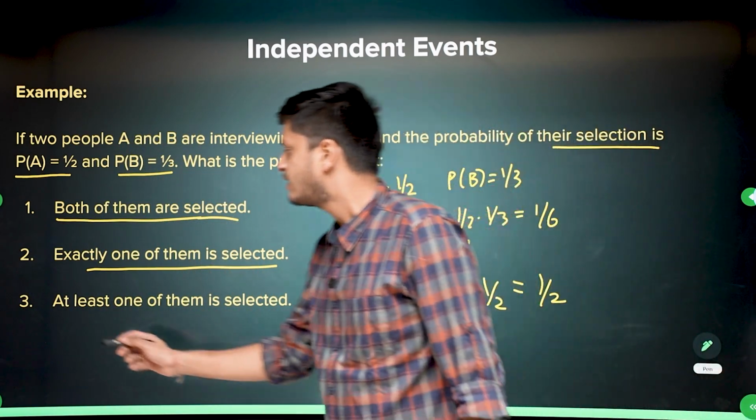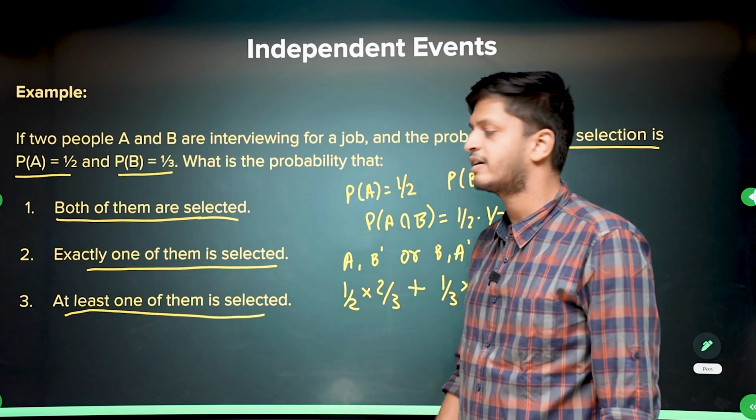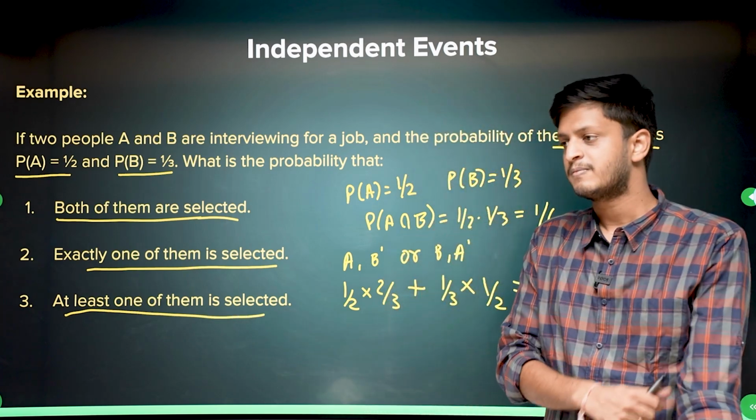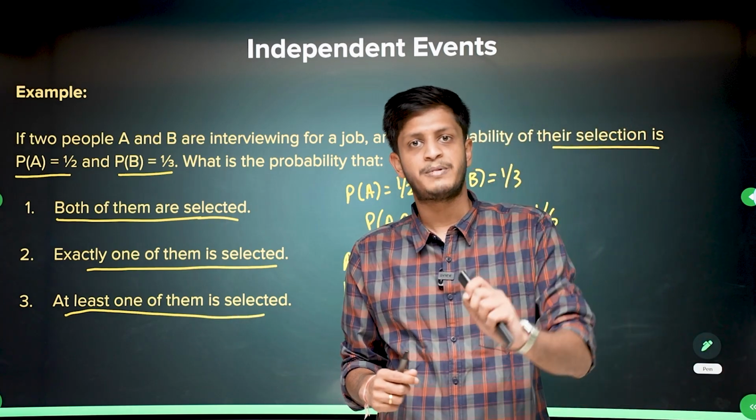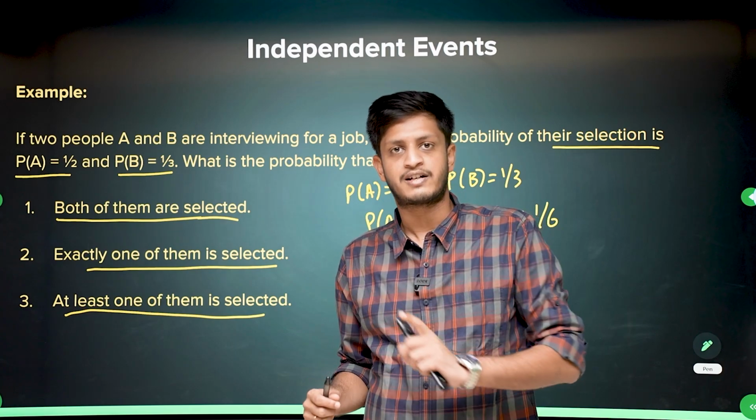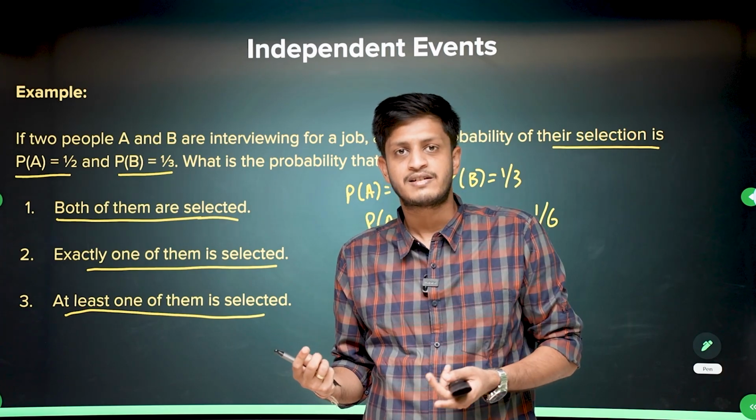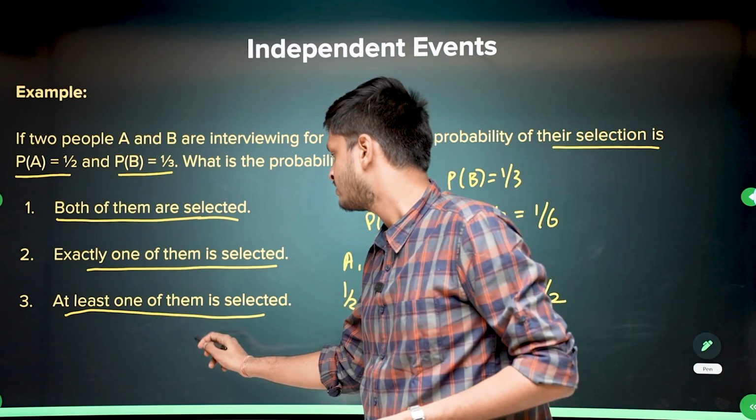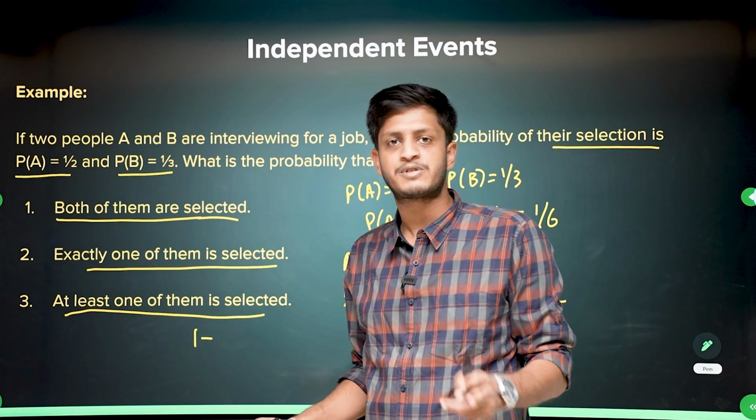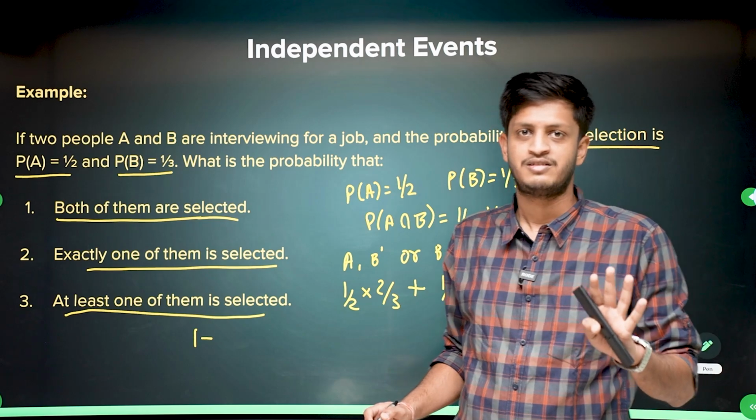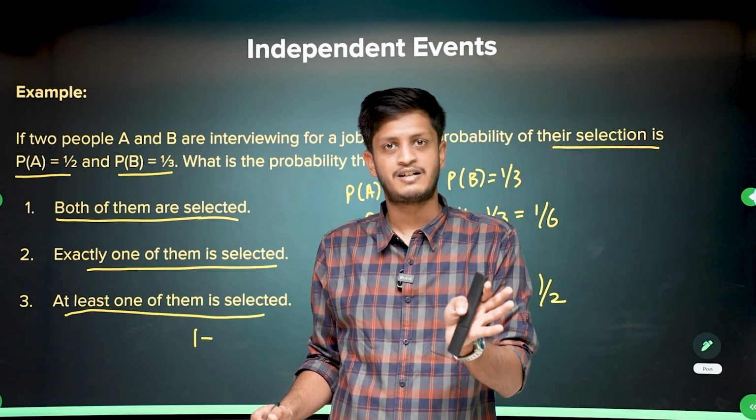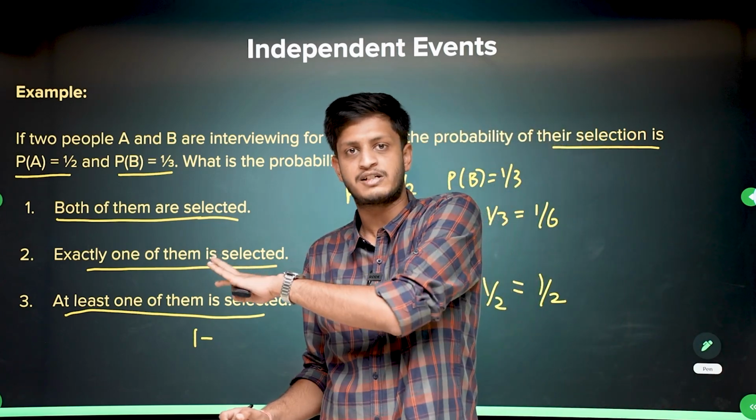And third is, at least one of them is selected. What does it mean? Either A is selected or B is selected or both are selected. So there will be 3 cases. Better is you just do 1 minus none of them selected. There are 4 cases: both are not selected, A is selected, B is selected, and both are selected.